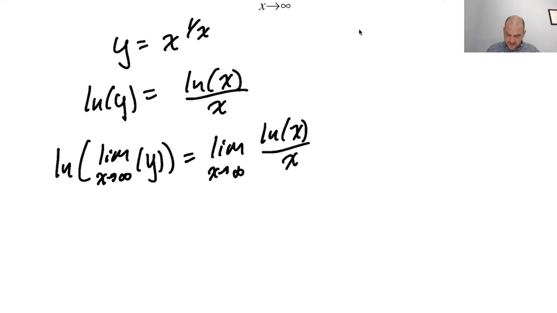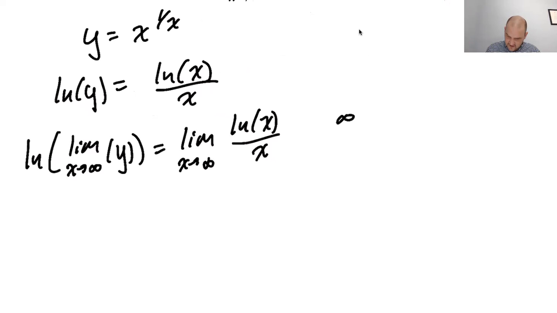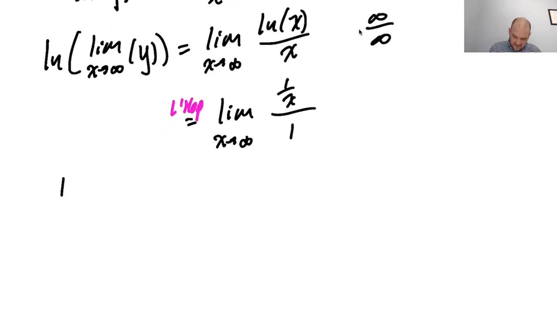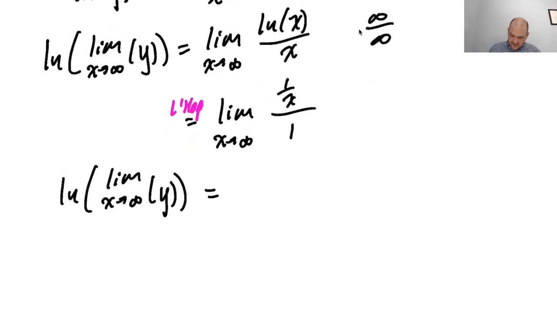If you don't like that, this is infinity over infinity, so that's a L'Hopital situation. So we can use L'Hopital's. Do we need to? I guess we need to. I mean, the notes are called L'Hopital's, so I guess that's the idea. So we get the limit as x approaches infinity of the derivative of natural log of x, which is 1 over x, all over 1. There you go. So then we could say the natural log of the limit as x approaches infinity of y is equal to that limit, which is 0.